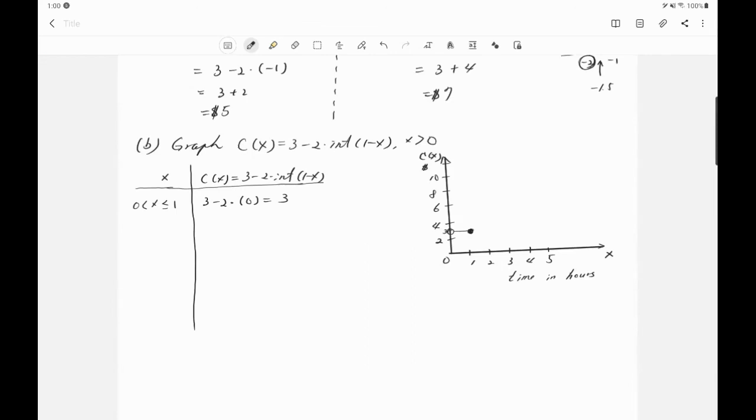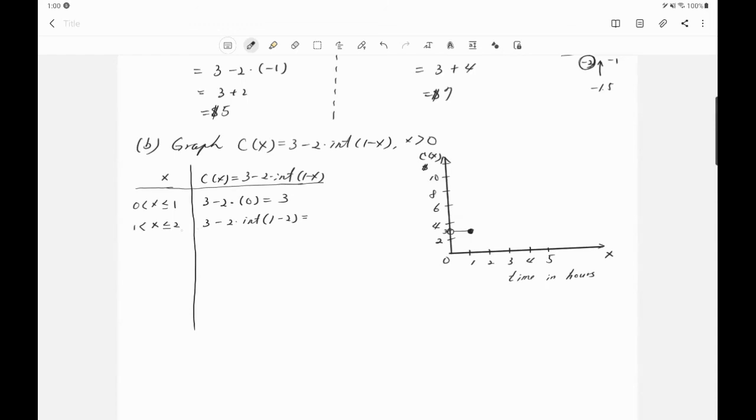So if x equals 1, then this is 0, right? So 3. Okay, so if x is between 1 and less than or equal to 2, then what happens? 3 minus 2 times the integer of 1 minus 2. Okay, look at this one. Let me write it. The integer of 1 minus 2, right?